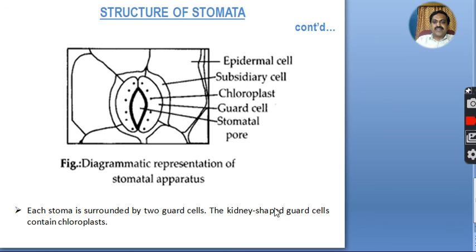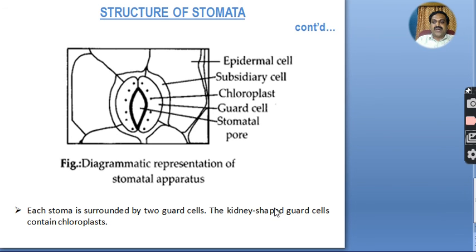As far as the structure of stomata is concerned, a stoma is a minute microscopic opening present on the epidermis of the leaf and the young stem. It cannot be seen with our eyes. This opening is guarded by two special modified cells called guard cells. These guard cells are dumbbell shaped in monocots and kidney shaped in dicots.